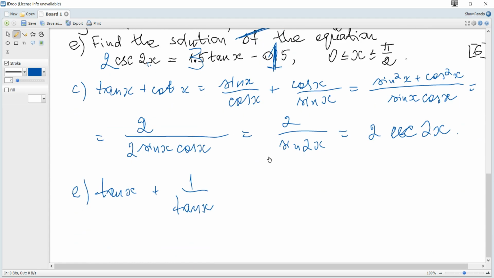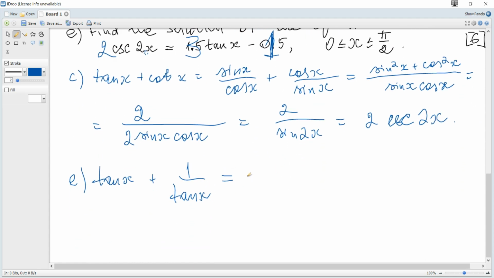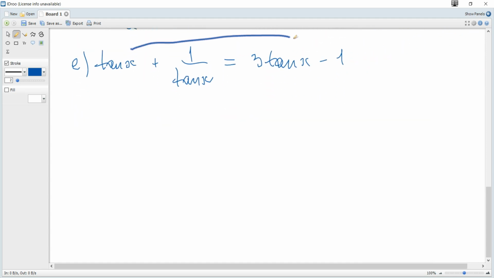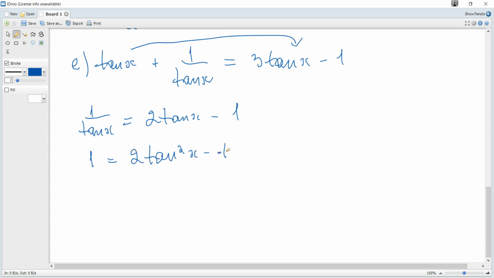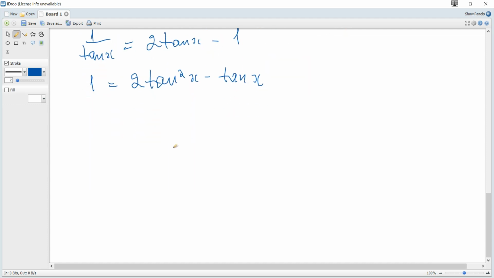And its left hand side is equal to 3 tangent minus 1, and this tangent to the right, so it becomes 2 tangent on the right hand side. So it becomes 1 over tangent is 2 tangent minus 1, and multiply each term by tangent, we get the next. 1 is 2 tangent squared minus tangent, and we can see that it's the usual quadratic with respect to tangent, so we can rearrange it and get 2 tangent squared minus tangent minus 1 is equal to 0.